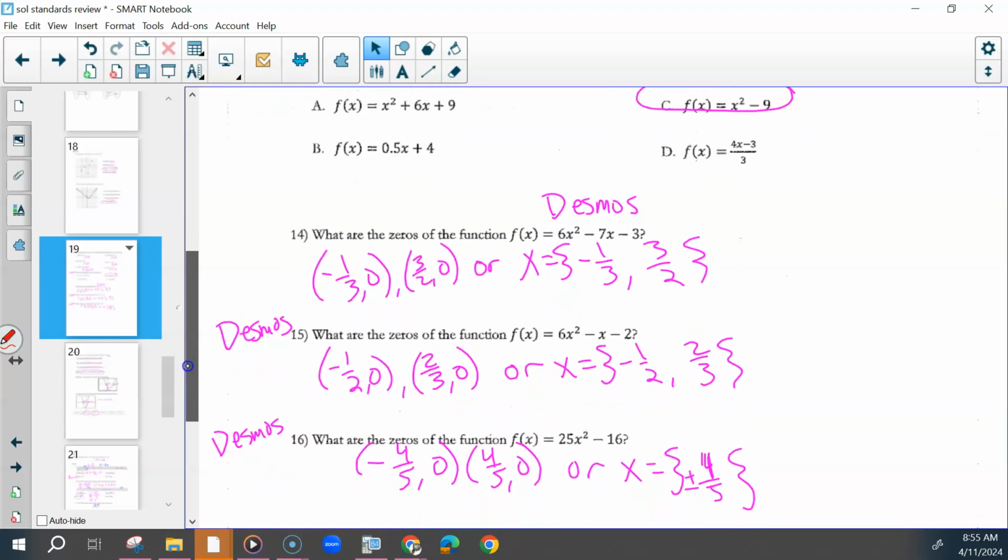Through 16, again, you could have done in Desmos, and you could write them either way. The zeros or the x-intercepts of 14 were negative 1/3 and 3/2. 15 was negative 1/2 and 2/3. And 16 was negative 4/5 and positive 4/5. And when you finish that, go on to the next page.